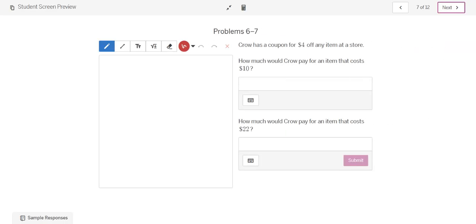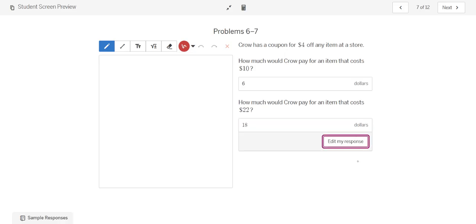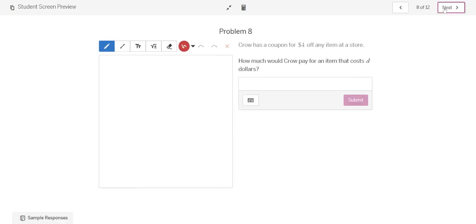Coupon for $4 off any items. Well, 10 minus 4 is 6. 22 minus 4 is 18. And then any item D is going to be D minus 4. Submit.